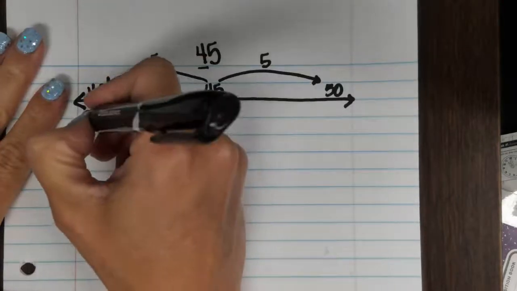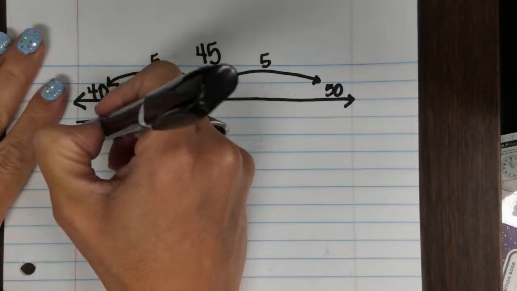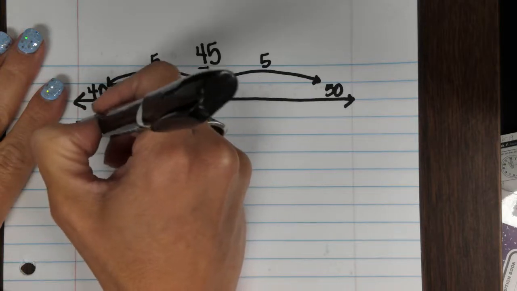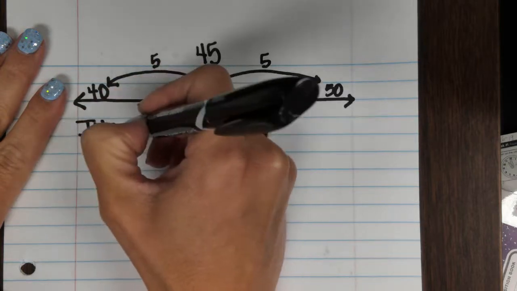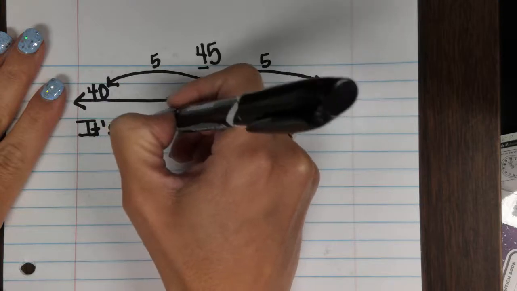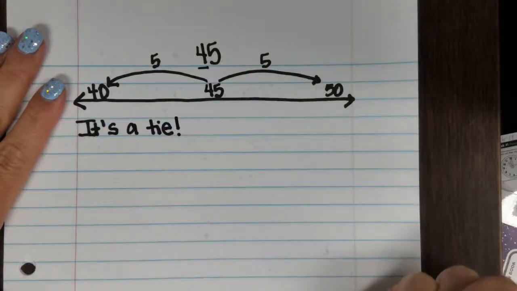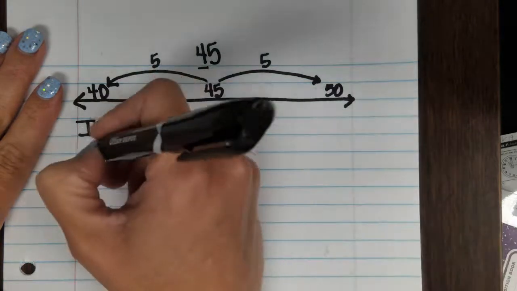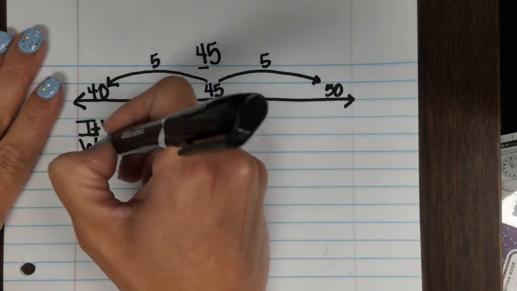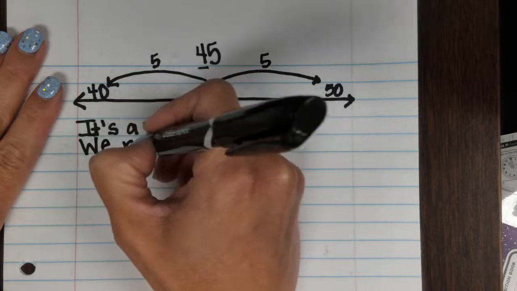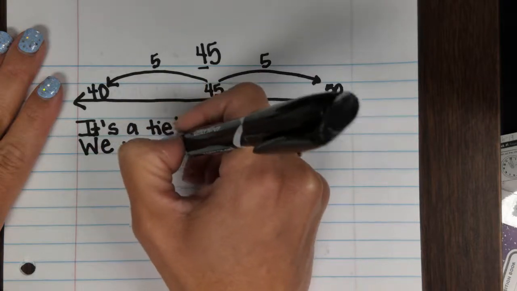Okay, so I want you to add this to your paper. It's a tie. 45 is not closer to 40 or 50. It's the same distance. So we need a tiebreaker.